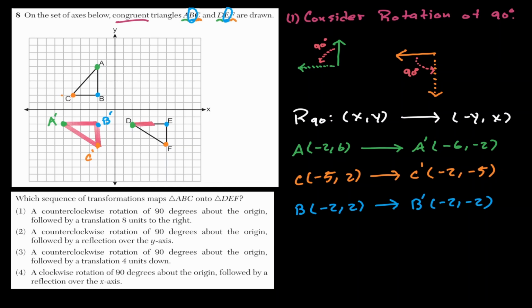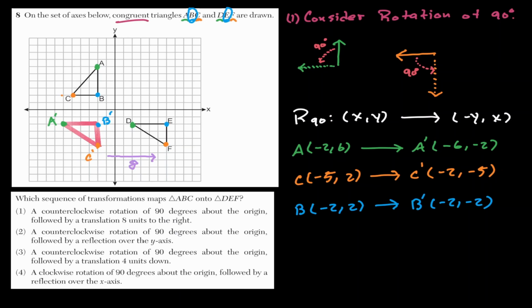So now notice that it's starting to look a lot like the image that we wanted to map it to. The green point is on the left, the blue is on the upper right, the orange is on the bottom right. Now, if we get this red triangle and we move it 8 units to the right, notice that every single point will be mapping. A prime, when we move it 8 units to the right, is going to map to point D. B prime, 8 units to the right, is going to map to E. And C prime, 8 units to the right, is going to map to F.